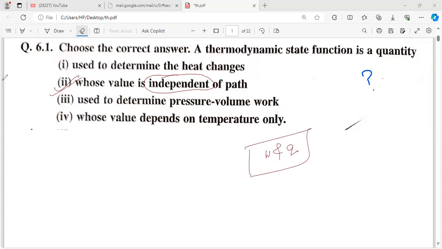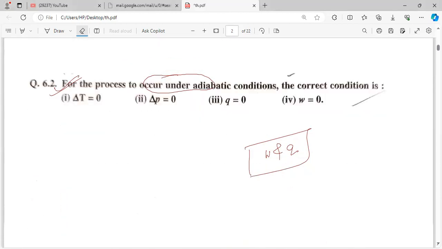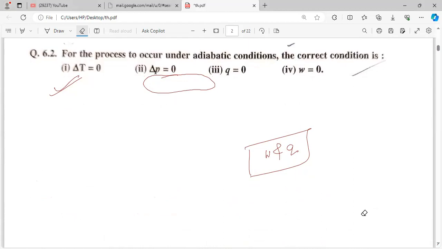So if you are going on to the next question, you see what is the next question. How to move here? It is not rotating. No, no, no. Wait. Yeah. Question number 2. For a process to occur under adiabatic conditions, what will be the correct answer?